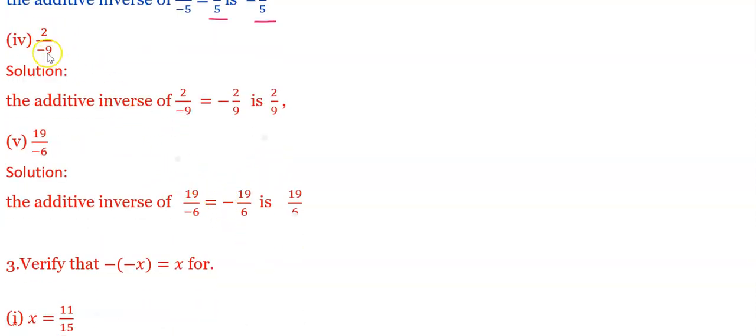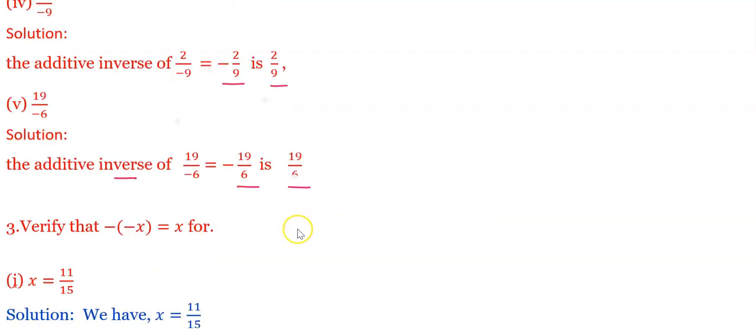Next, 2 by minus 9. Now 2 by minus 9 is nothing but minus 2 by 9. Therefore, the additive inverse of minus 2 by 9 is 2 by 9. Next, 19 upon minus 6. 19 upon minus 6 is equal to minus 19 upon 6. Therefore, the additive inverse of minus 19 upon 6 is 19 upon 6.